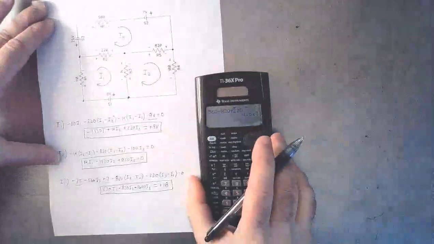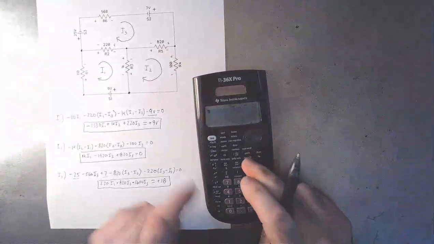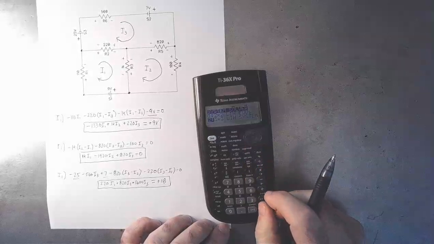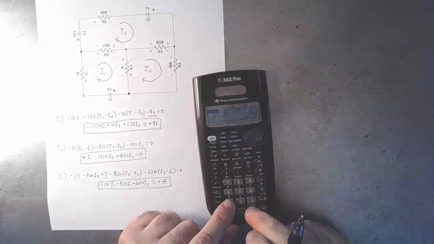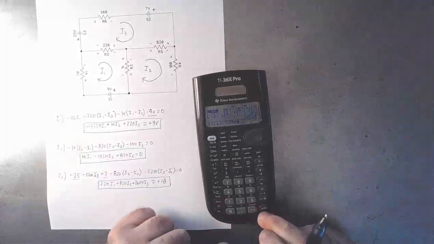All right. So we've got our three equations. They are in standard form. Let's go over to our system solver. This is a 3x3 system, 3 equations, 3 unknowns. So let's put in our coefficients. So minus 1330, it's that one.